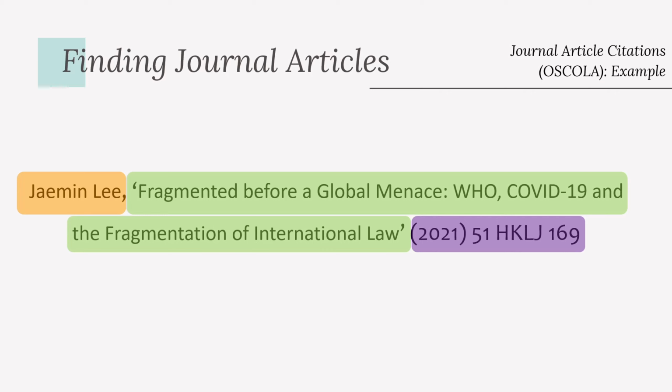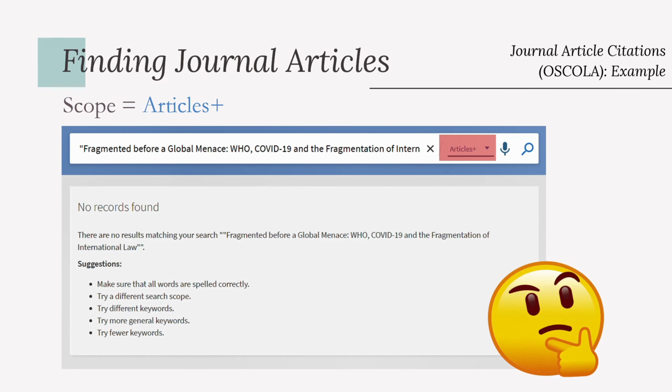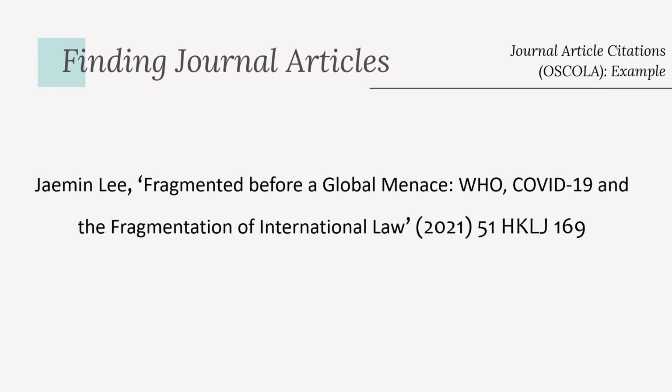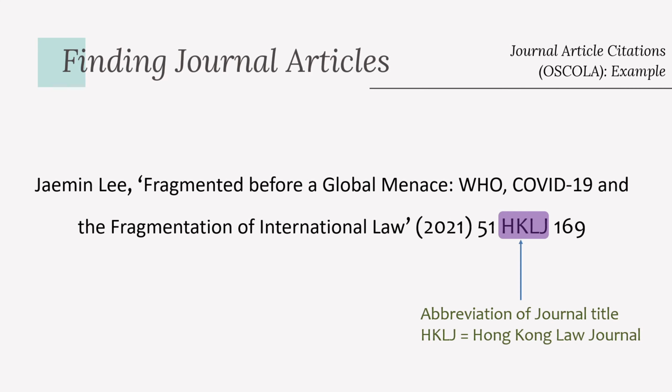But remember, FIND HKUL does not index all of the journal articles available in our databases. So there are times you might not be able to locate materials at article level. For example, this article here cannot be found in FIND HKUL. So what should you do then? In that case, you should go one level up and search by the journal title, Hong Kong Law Journal.